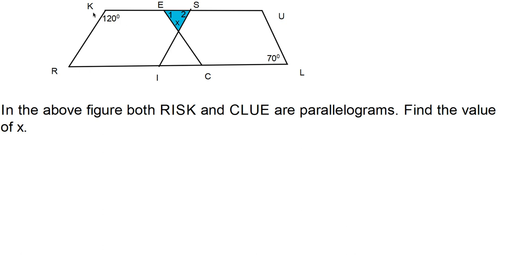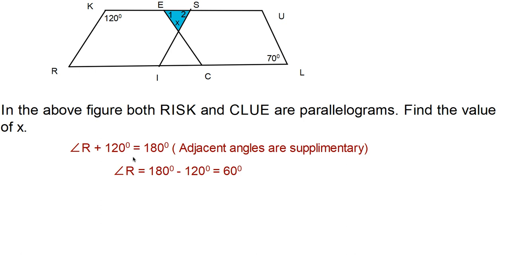RISK is a parallelogram. So, if this angle is equal to 120, you can easily find out angle R because angle R plus angle K is equal to 180 degrees. Here angle R plus 120 degrees is equal to 180 degrees. Adjacent angles are supplementary. Therefore, angle R is equal to 180 minus 120, which is equal to 60 degrees.